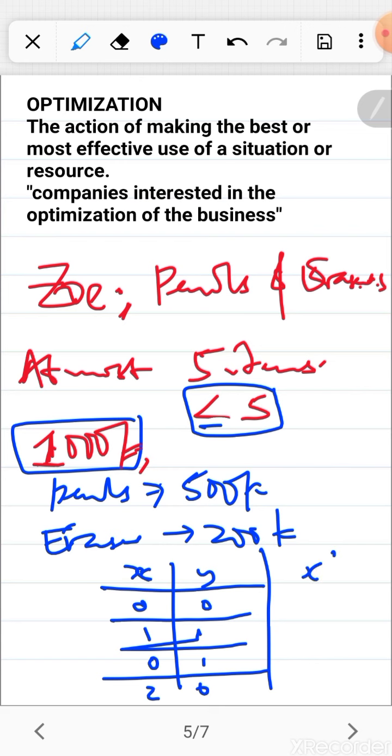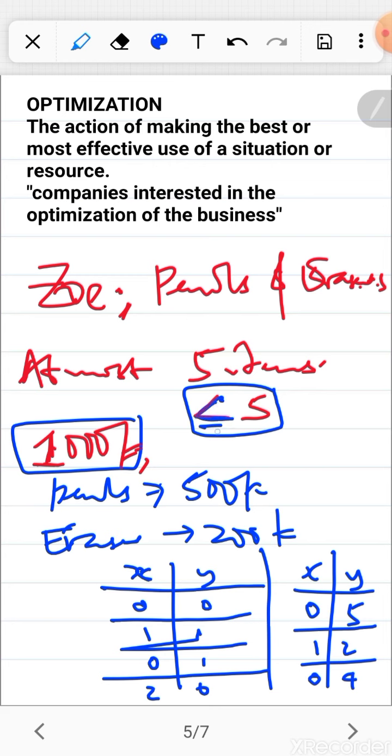Let's continue the table here. She could get 0 pencils, 5 erasers. There's so many different possible combinations. She could get 1 pencil, 2 erasers. She could get 0 pencils, 4 erasers. So as long as each of these combinations satisfies condition 1, that the total of the 2 items bought is not more than 5, and condition 2, that the total amount of money spent is not more than 1,000, then we're good to go.